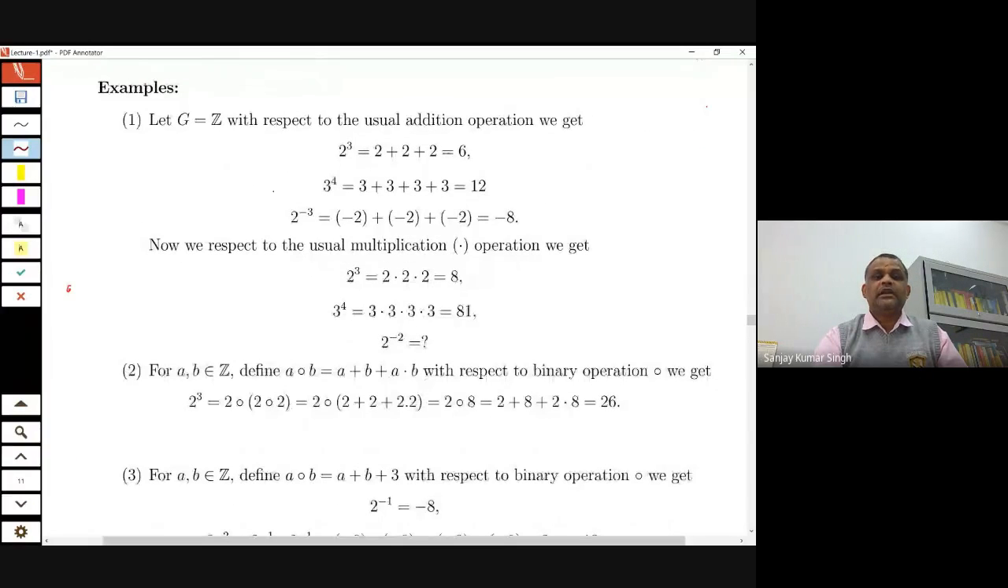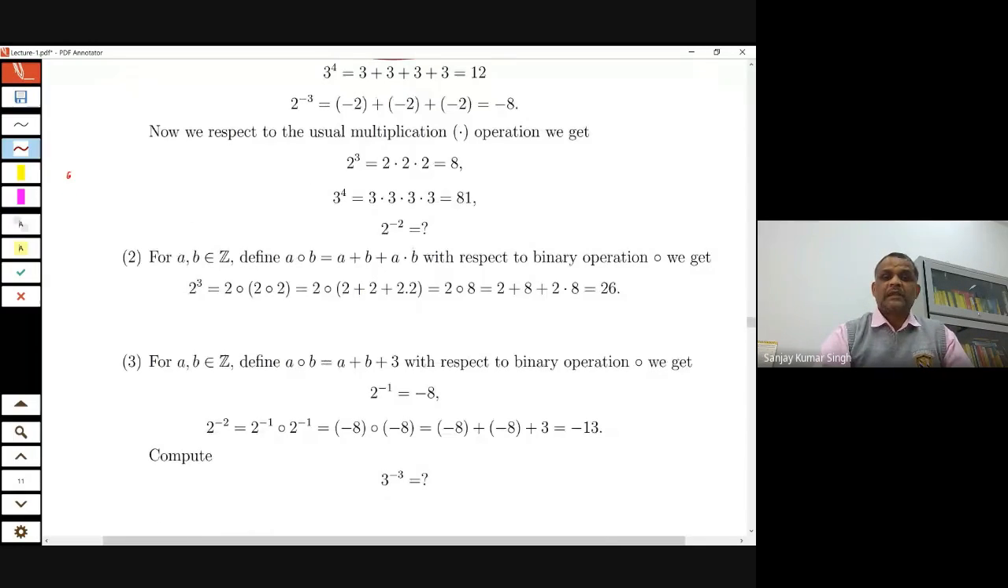So for example, if you take G is equal to Z, then 2 power 3 means what? With respect to the operation in G, I will add or multiply 2 three times. Since the operation is plus, it means 2 plus 2 plus 2, which is 6. And similarly, you can calculate others.